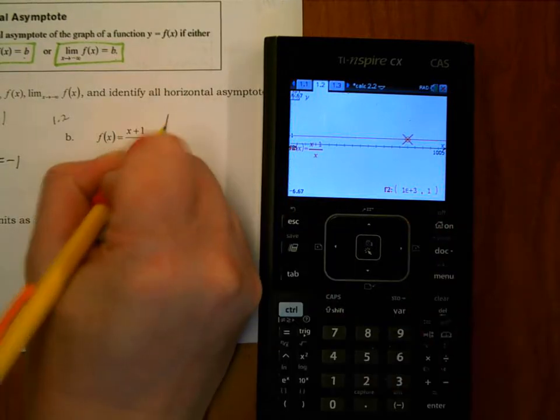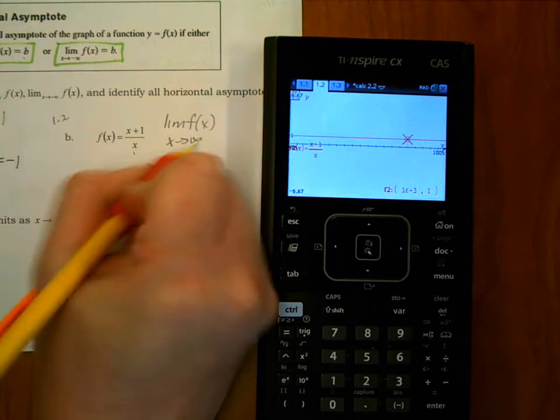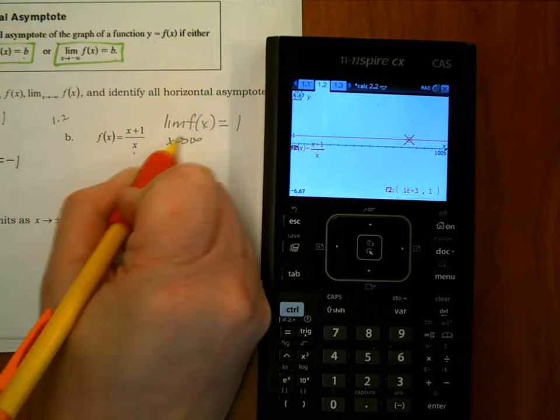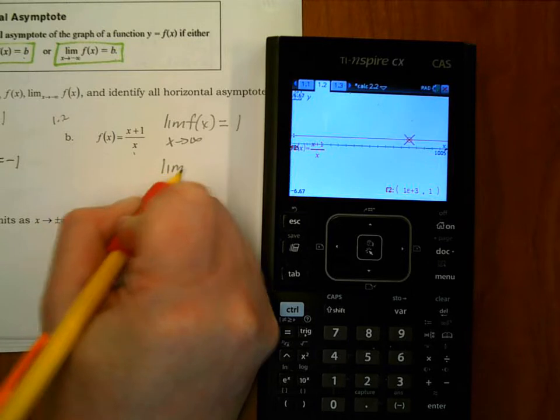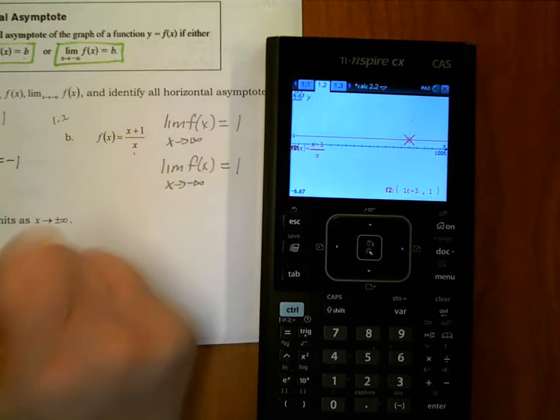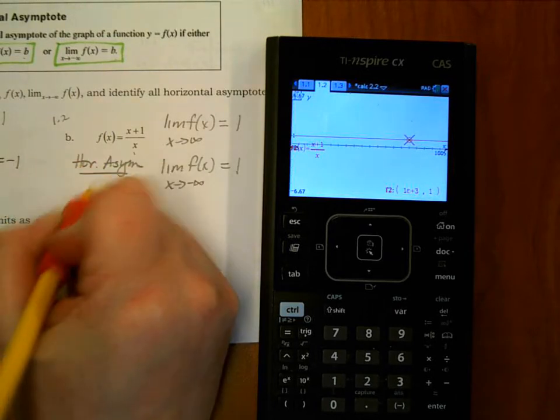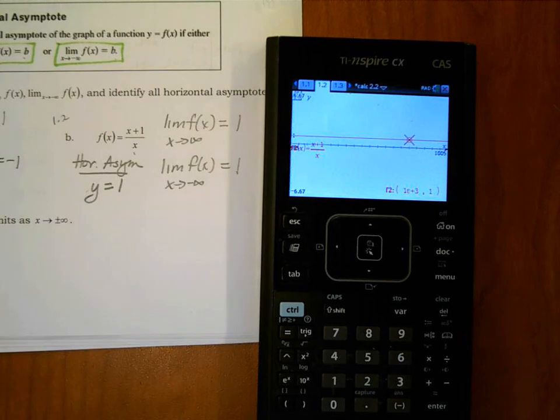Okay, so the limit of f of x as x approaches infinity, and in this case, negative infinity. If I wanted to be fancy, I could write plus or minus right there. I'm just going to write them separately because I didn't really leave myself enough room. In both cases it is 1. So in this case, my horizontal asymptote is just y equals 1. So in this case, I only have 1.